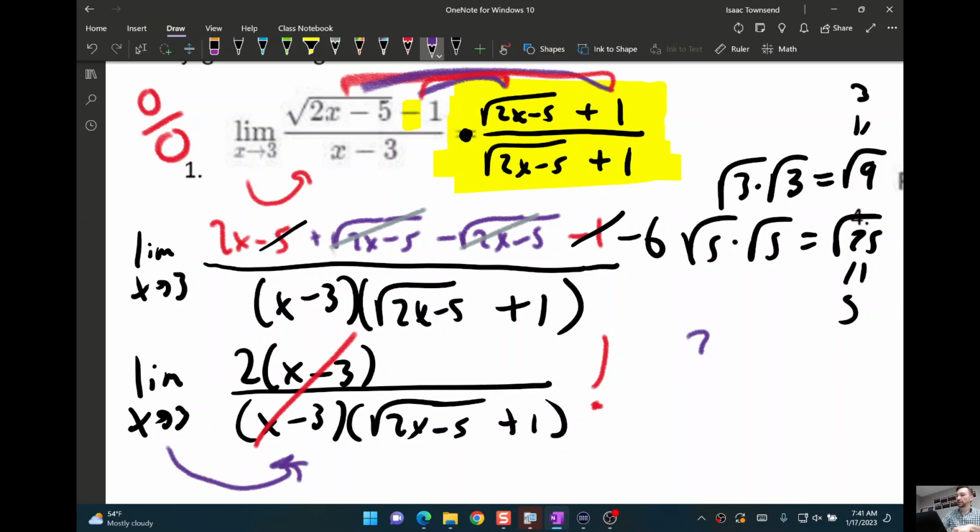So try plugging it in again. We've got 2 on top. Plug in a 3 down here. This would be 6 minus 5 would be 1. The square root of 1 is 1. Plus 2 is 2. And 2 over 2 reduces to be 1. Now that we didn't end up with 0 over 0, we can assume that that is going to be our answer.